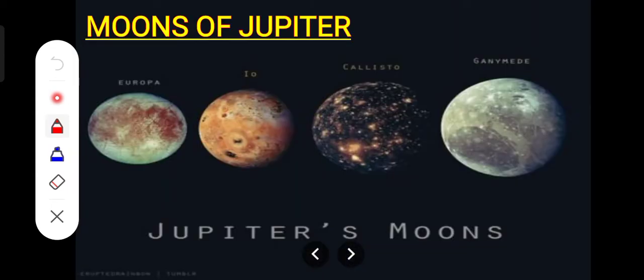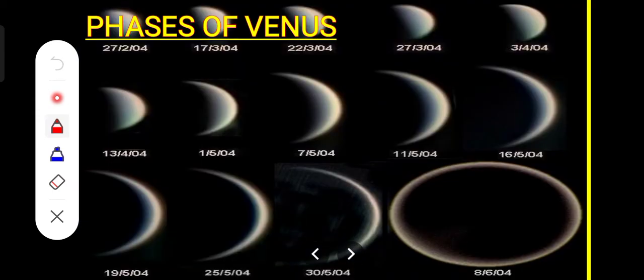And he also observed the moons of Jupiter. In 1610, Galileo saw Jupiter accompanied by only 4 seemingly fixed stars. So there are 4 fixed stars surrounding Jupiter. Later on, these moons are called Europa, Io, Callisto, and Ganymede. Ganymede is the largest moon of Jupiter.